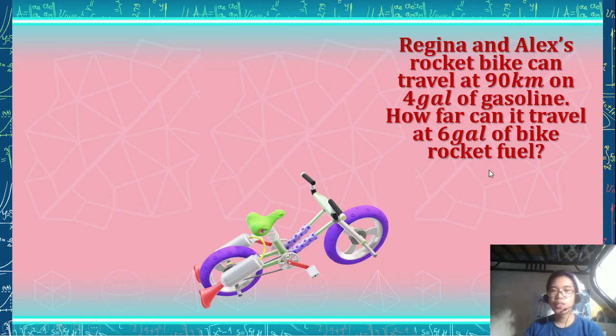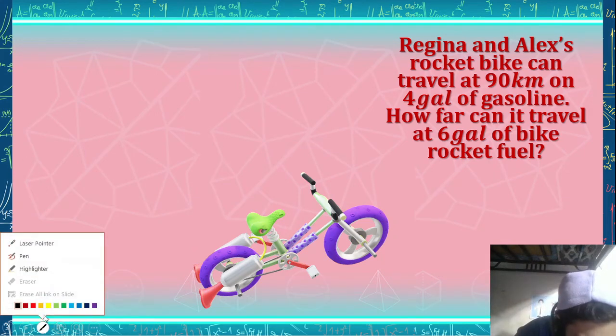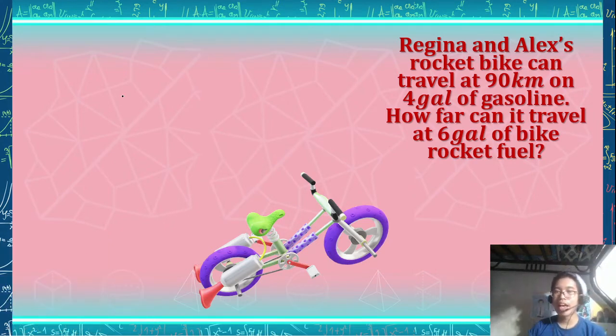Okay, so for this problem, let's try to solve this problem, guys. We have here Regina and Alex's rocket bike can travel 90 kilometers on 4 gallons of gasoline. How far can it travel on 6 gallons of bike rocket fuel?